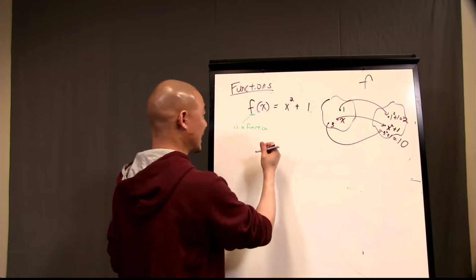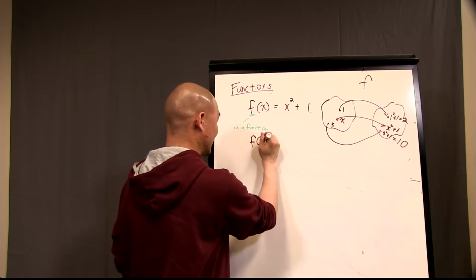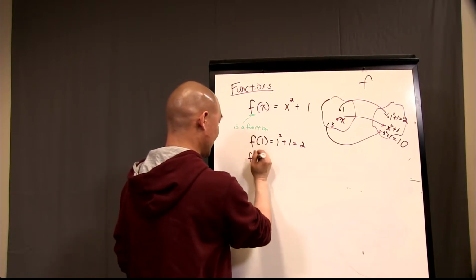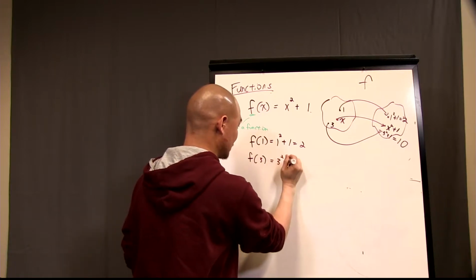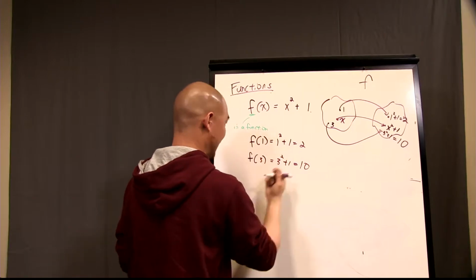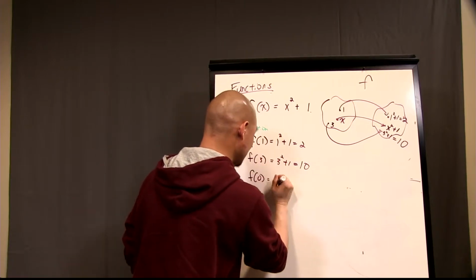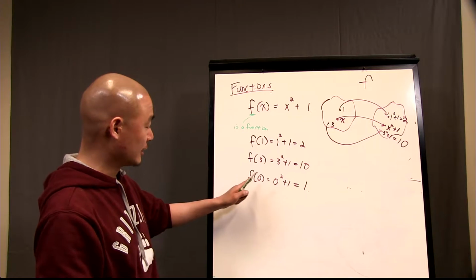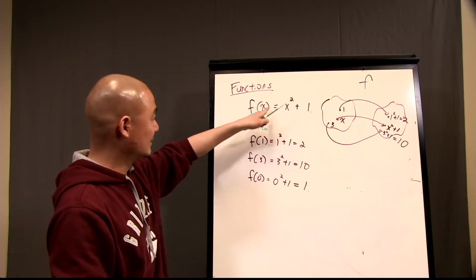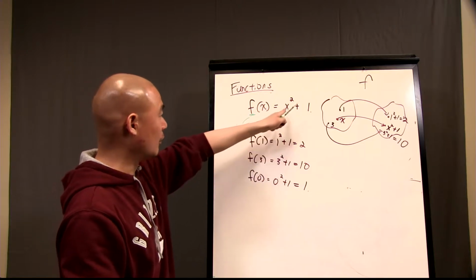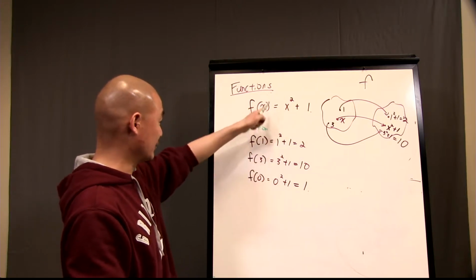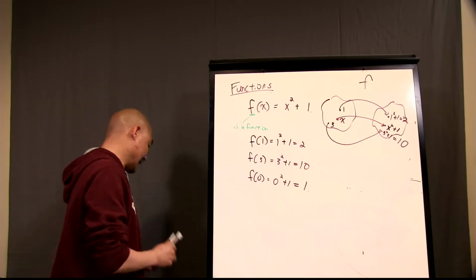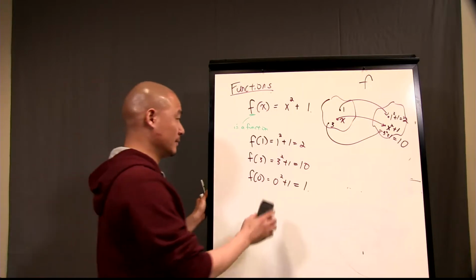To evaluate that more specifically, f of 1 would be 1 squared plus 1, which is 2. F of 3 would be 3 squared plus 1, which is 10. And as another example, f of 0 would be 0 squared plus 1, which is 1. All that's happening here is that we are subbing in 1 for x. Over here, I sub the 1 in for x as well. When I sub 3 in for x, I sub 3 here. When it's 0, 0 goes there too. And so let's try something a little more interesting.